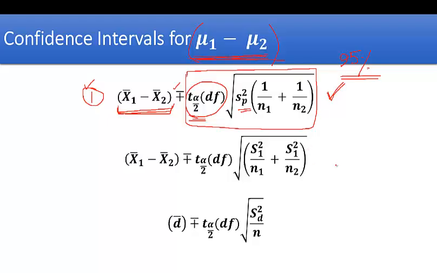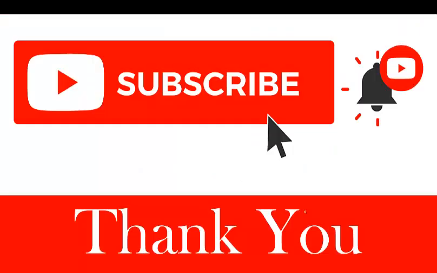Similarly, we can calculate the confidence interval in case of the t prime test and in case of the t paired test. So we can use these formulas in order to evaluate the confidence intervals for a difference between population means in all three cases.